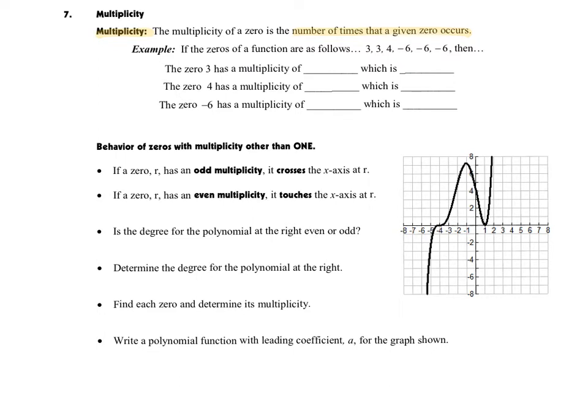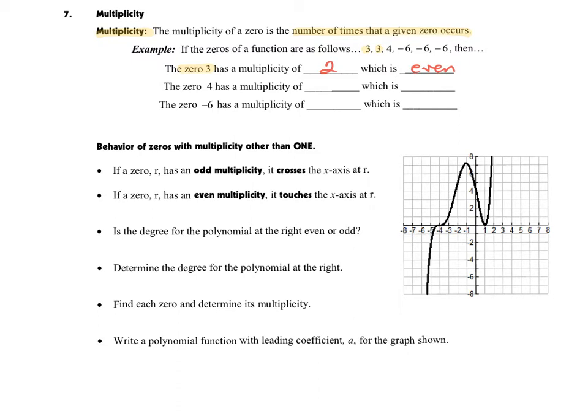So let's start off looking at the zero of 3. I've given you a function, and I've listed off all of the zeros. If I look at the zero of 3, I can see that that 3 has been repeated twice. That means that its multiplicity is 2, and 2 is an even number. So now we understand that our zero of 3 has an even multiplicity.